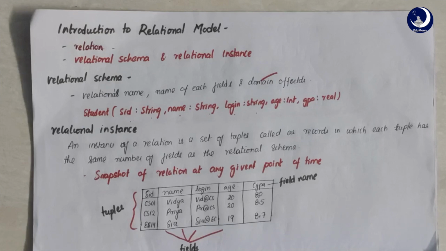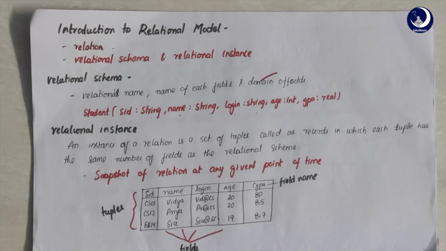So let's see what a relational instance is. An instance of a relation is a set of tuples, called records, in which each tuple has the same number of fields as in the relational schema. In simple terms, a relational instance is a snapshot of the relation at any given point of time. Simply, it is a snapshot of the relation.